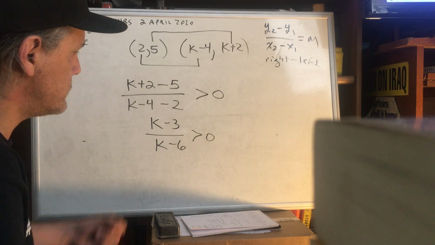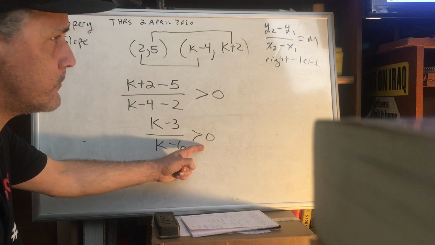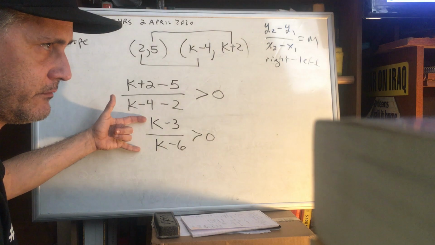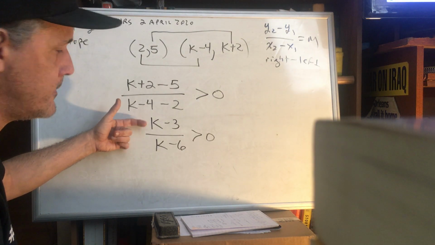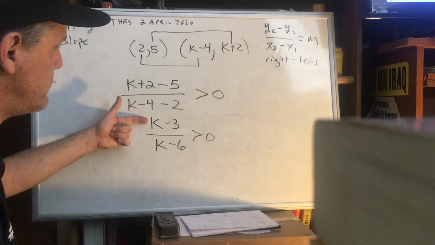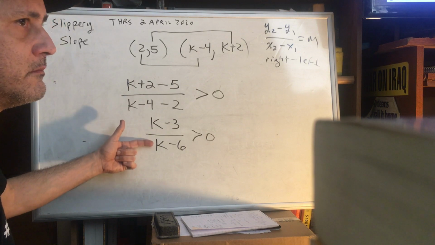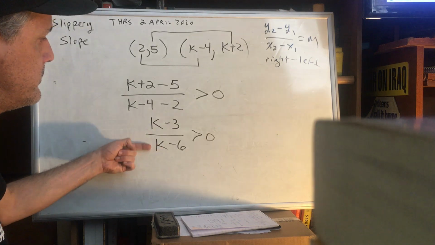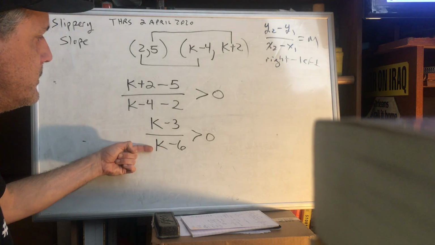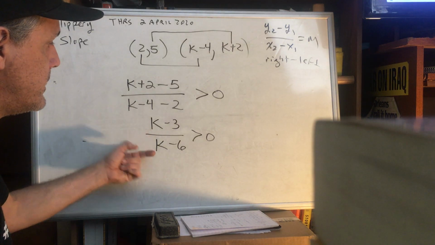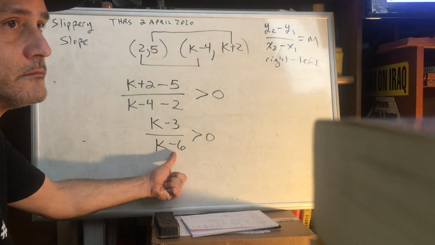And the problem with it is, in order for this to become greater than 0, you either need 2 positive numbers or 2 negative numbers. And so notice, when k is greater than 3, this is positive. But k minus 6 is still negative between 3 and 6. So the only way you're going to get a positive over a positive is k is greater than 6.